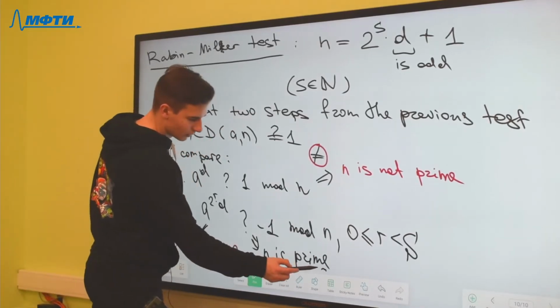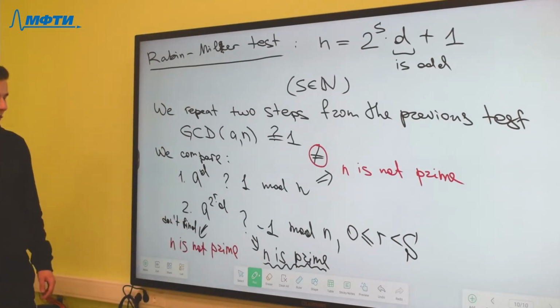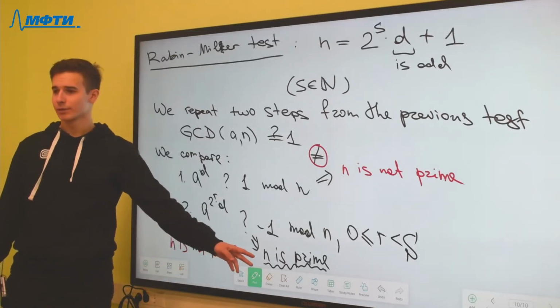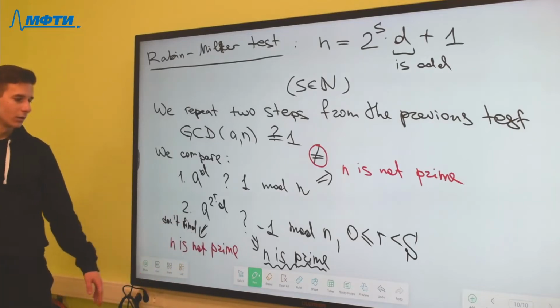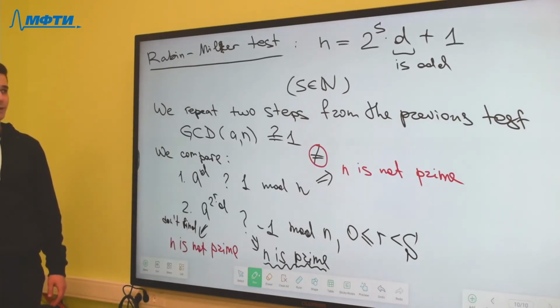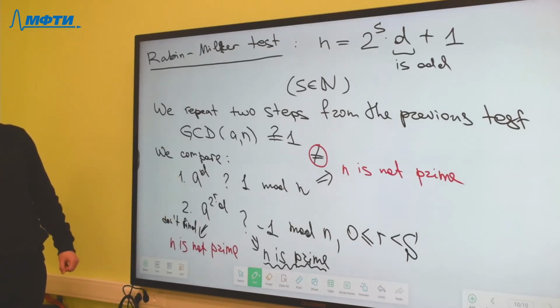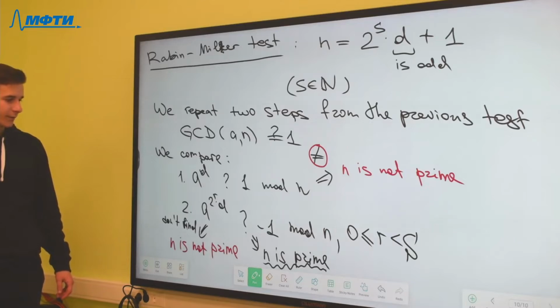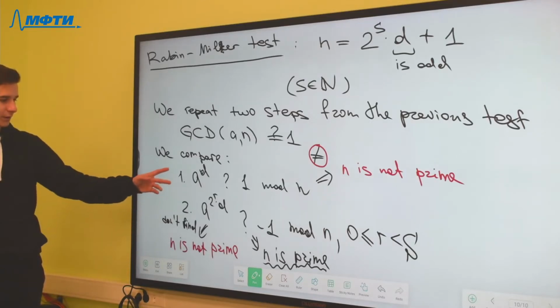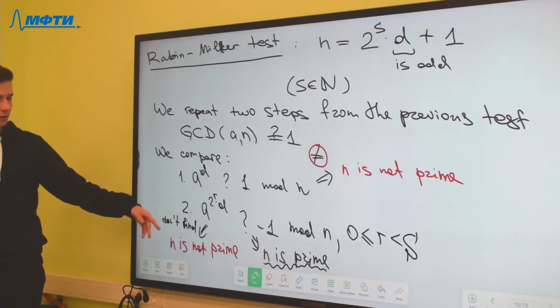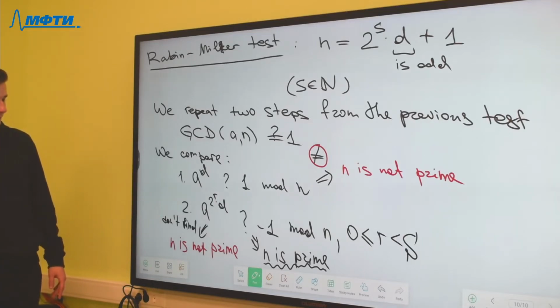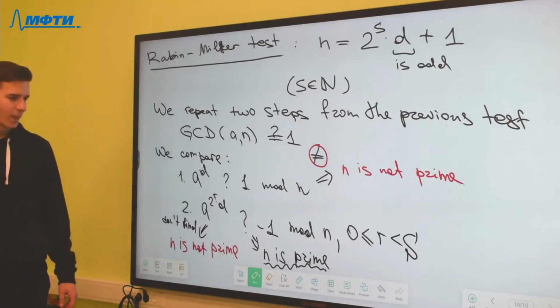And as in the previous case, we have some probability to get it wrong here, because there are some numbers such that if we check these two equations, they say that it is prime, but it is a composite number, not prime.